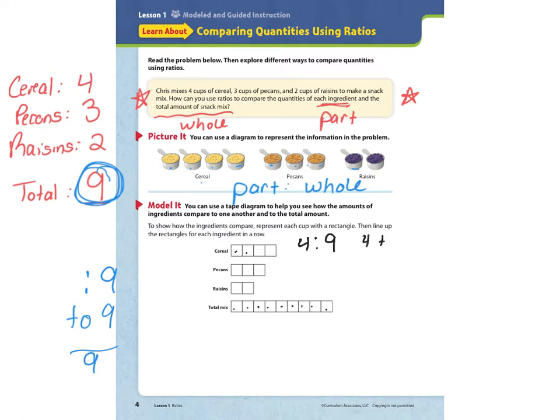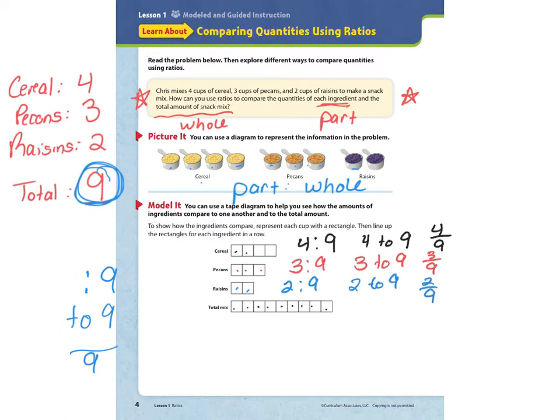You could also write it this way. And fractions are also okay. For the pecans, I have 1, 2, 3, 3 to 9. Remember, we're focusing on that part to whole, part of it to the whole. And finally, raisins are just 2. So we're comparing 2 to 9, 2 over 9.